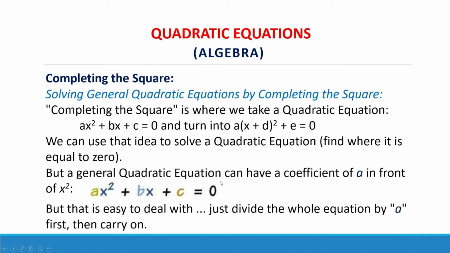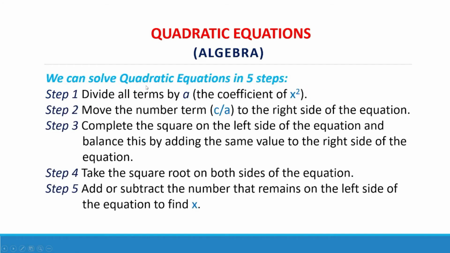But a general quadratic equation can have a coefficient of a in front of x squared, so ax squared plus bx plus c is equal to 0. But that is easy to deal with. Just divide the whole equation by a first, then carry on. Which means you divide the first term ax squared by a, plus b over a x, plus c over a, and it is equal to 0.